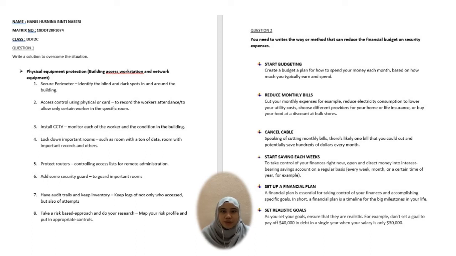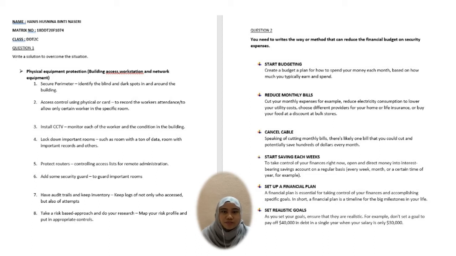For number 5, we have to protect the router by controlling access lists for remote administration. Furthermore, we can add some security guards to guard important rooms. It can make sure it is safer. Number 7, have auditors and keep inventory, which is to keep a log of not only who accessed but also of items. The last is number 8, take a risk-based approach and do your research, map your risk profile and put in appropriate controls.